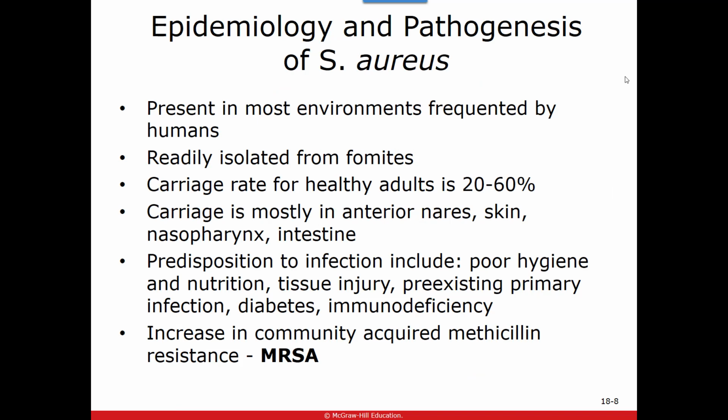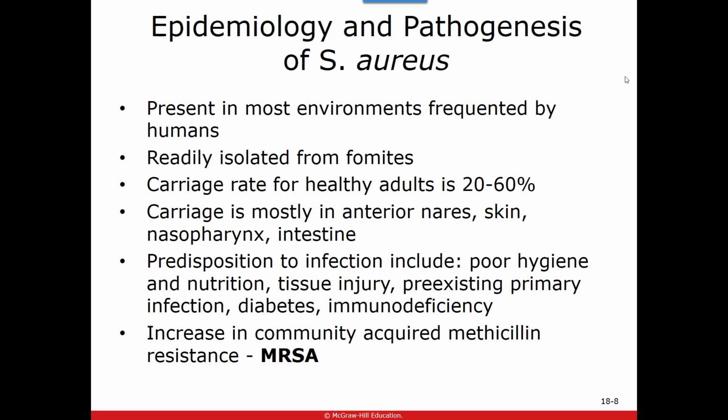Now, where do we find Staph aureus? Well, it's pretty much anywhere humans are. It can easily be found on lots of different fomites. Those are inanimate objects, so doorknobs, tables, pretty much anything you look around at right now, wherever you're listening to this or watching this, it's probably going to have some staph bacteria on it, including possibly Staph aureus.